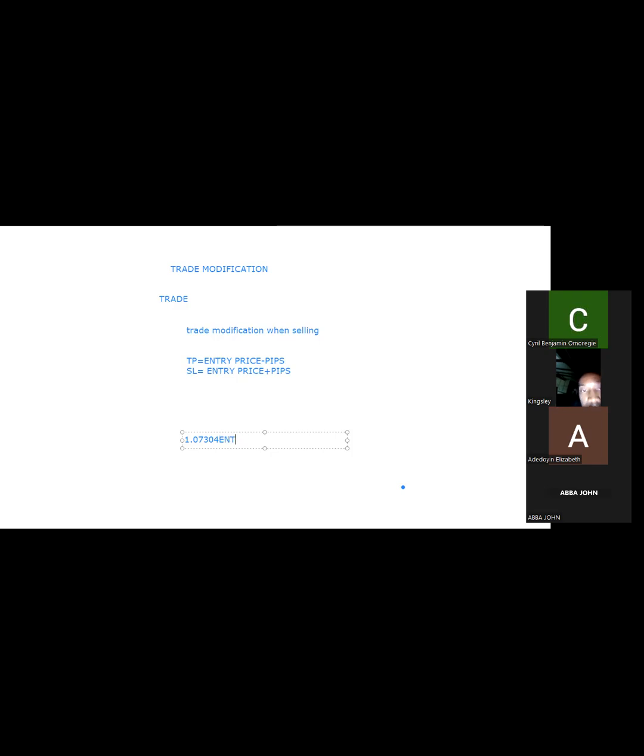And because we are selling, I now said let's use 30 pips as our stop loss and 100 pips as our take profit. 30 pips as our stop loss, for this kind of currency, will be 0.0030.